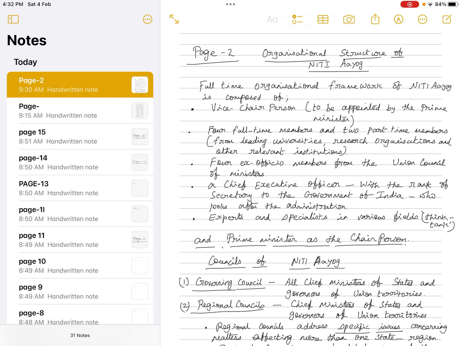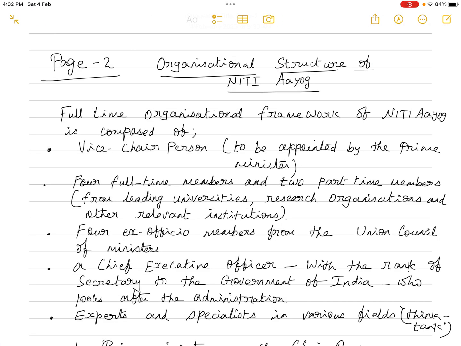Okay. And then let us check the organizational structure of NITI Aayog. The full-time organizational framework of NITI Aayog is composed of, first, the vice chairperson, who is appointed by the prime minister of the country, and who is responsible for the day-to-day activities, administration and all.